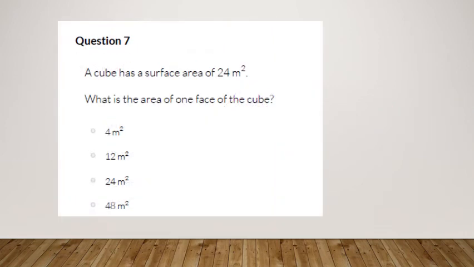Okay, a cube has a surface area of 24 meters squared. What's the area of one face? A cube has 6 faces, so all we have to do is divide by 6. 24 divided by 6 gives me 4 meters squared.